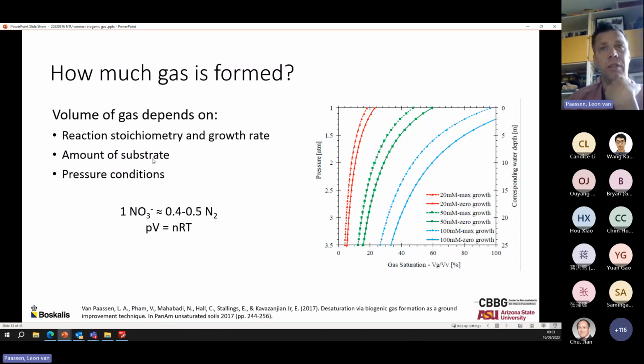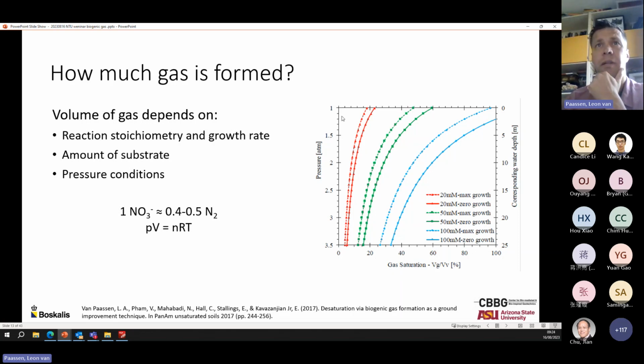So then if you use that, you can actually make a very simplistic model that, depending on substrate concentrations, so this is the concentration of nitrate at maximum growth conversion, this is the concentration of nitrate at zero growth, and you see that actually it's not so much dependent on the growth rate what the volume of gas will be, but it's more depending on the amount of substrates added. So the amount of nitrate will result in a certain amount of volume of gas, and depending on the growth rate, you'll be ranging between these two red lines for a 20 millimole per liter substrate concentration.